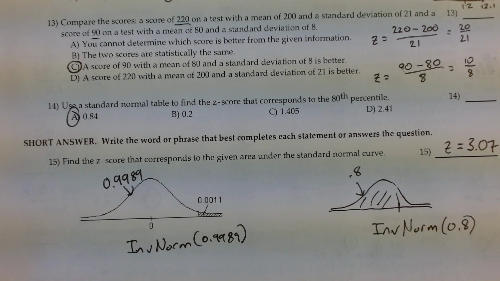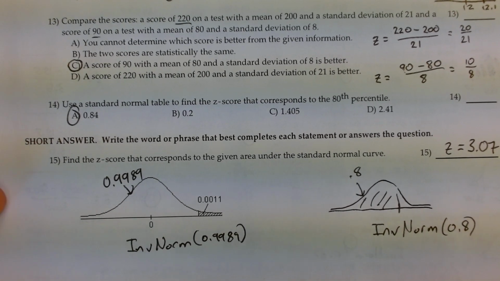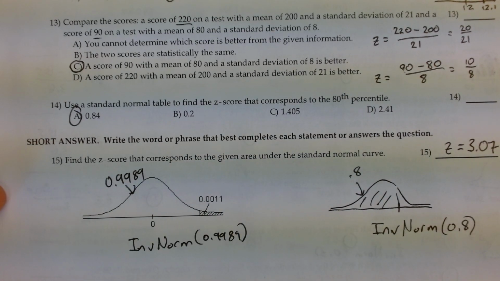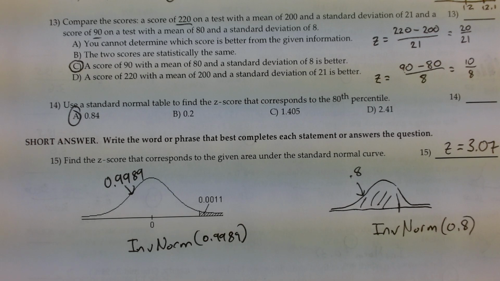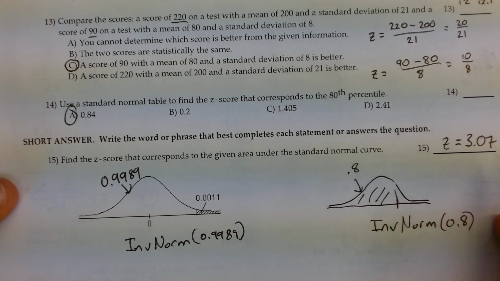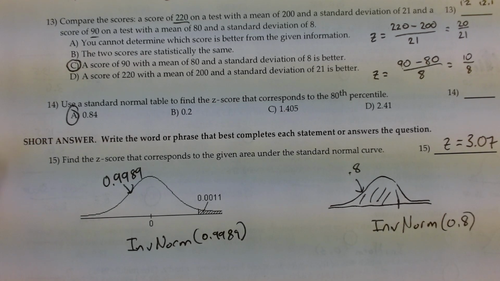But because of rounding, if you tried to use the table, you would have found this number in there multiple times. Because rounding to 4 decimal places is just not enough to get an accurate z-score. So there were other answers here that I would have accepted as well.